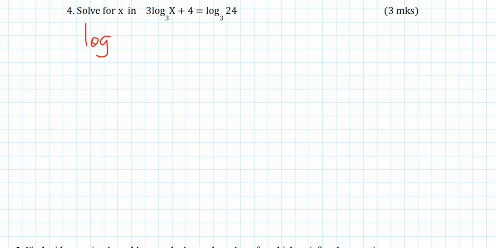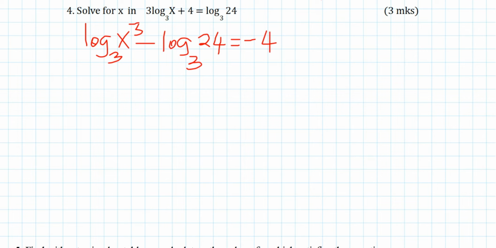So we rearrange this equation such that all those values with the logs, we take them to the same side. So we're going to have the log to base 3 of x to the power 3 minus the log to base 3 of 24. So I have simply taken the log to base 3 of 24 to the left-hand side so that it has become negative. And then you take the 4 to the right-hand side so that it becomes negative 4. So that way you can collapse the left-hand side into a single log.